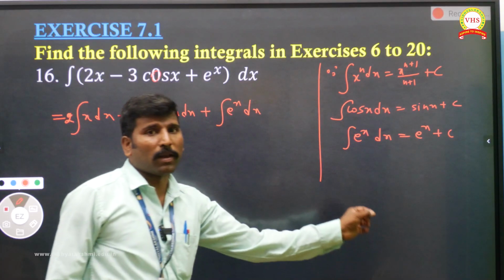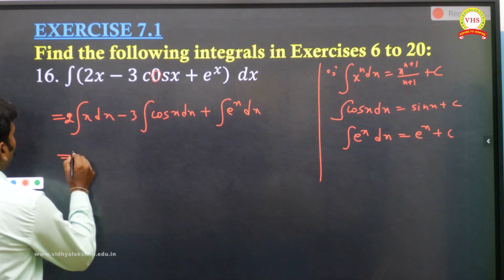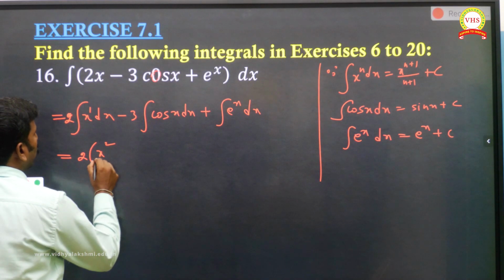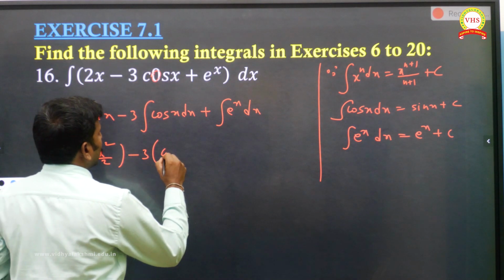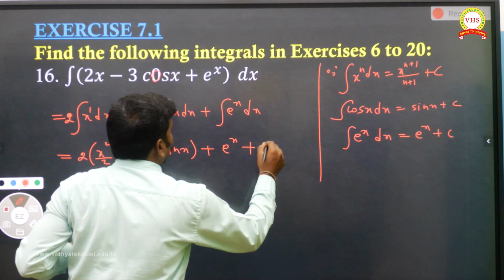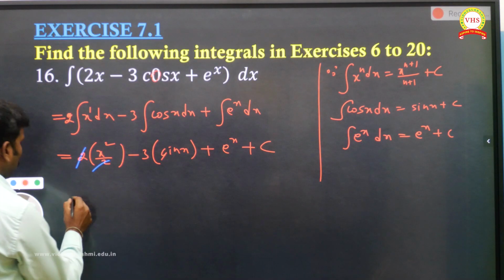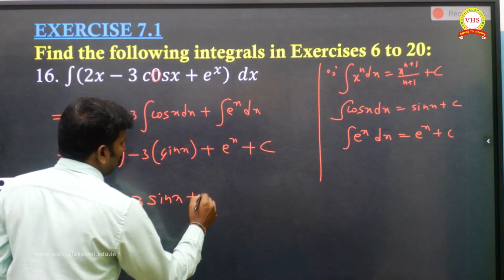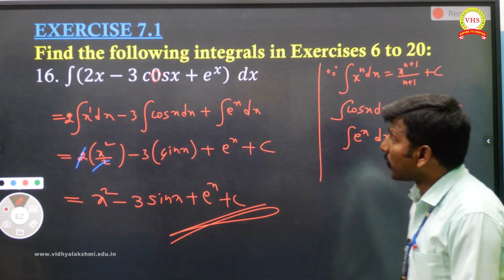So these 3 formulas, if you know, we can complete this within a step. A step you can complete. So 2 into x power 1 is the meaning, so 1 plus 1 is 2 divided by 2, and minus 3 into integral cos, what is that? Sine x, plus e power x, integral e power x, overall plus c. So this 2 cancels. Then what is my answer? x square minus 3 sine x plus e power x plus c. That's it. Overall, we got an answer for the 16th one.